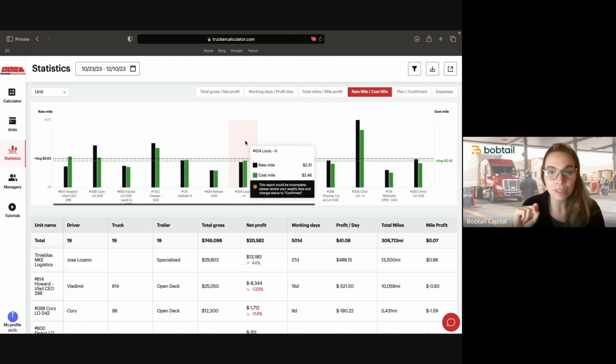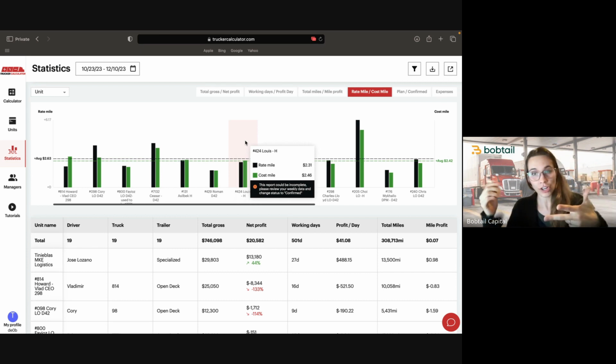But there are some things that you can do to change and reduce the cost of your insurance over time. Insurance is probably the third biggest expense for any truck, right? Driver pay, fuel, insurance, right? Those are the big three.